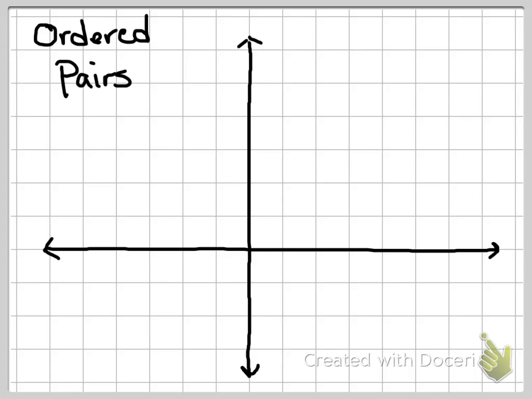So we have our perpendicular lines here, and we also want to know that they intersect at a point called the origin. And we can label it with a 0 here. And then we can go ahead and number our lines.